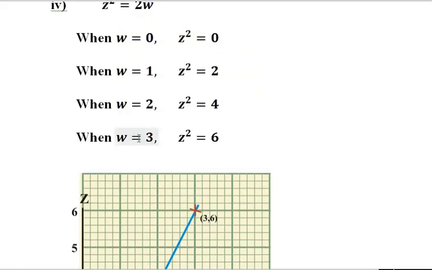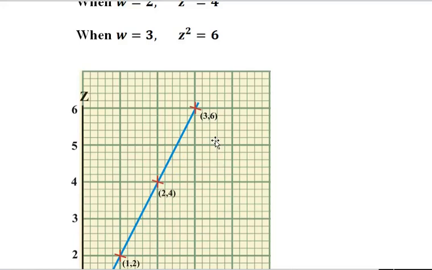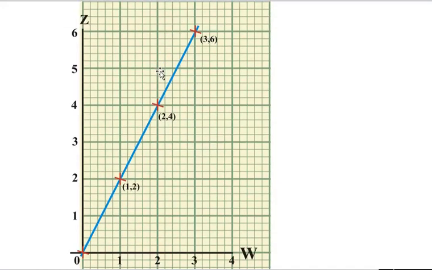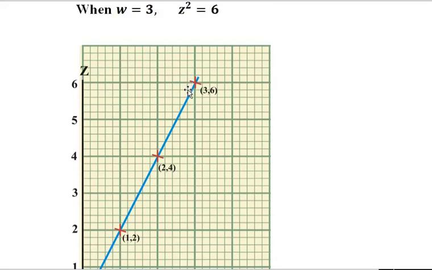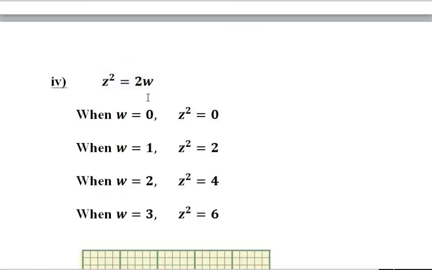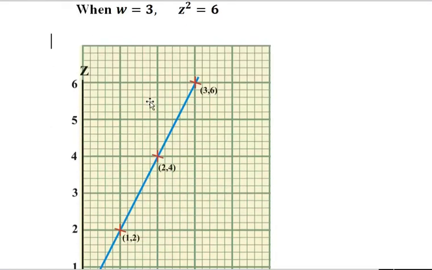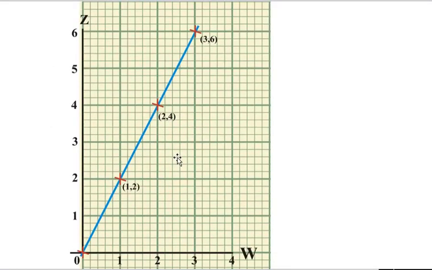And the third ordered pair where w is equal to 3, actually this is for the fourth ordered pair, and z square is 6, so this is the point of intersection between w and z square with the ordered pair 3 and 6. And if we join these points of intersection, we get a straight line. So the graph for z square equal to 2w is a straight line.